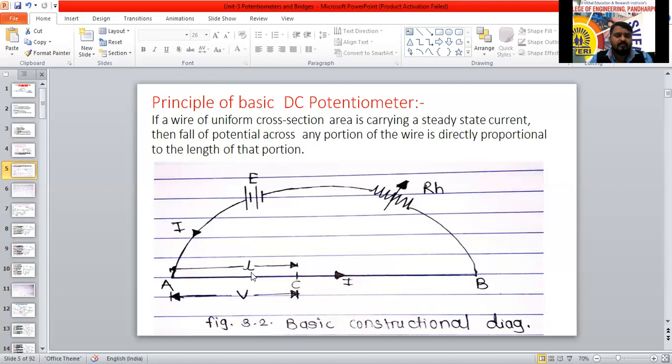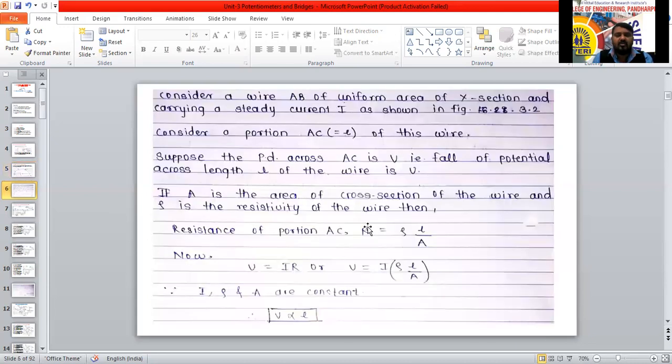Yes or no? By doing this, we can measure the voltage drop across a particular area or particular length here. For that reason only we have used this formula. We know the formula already, R equals rho L by A and V equals IR. In place of R, we can substitute rho L by A. Now the rho is constant, current is constant, cross-sectional area is constant.